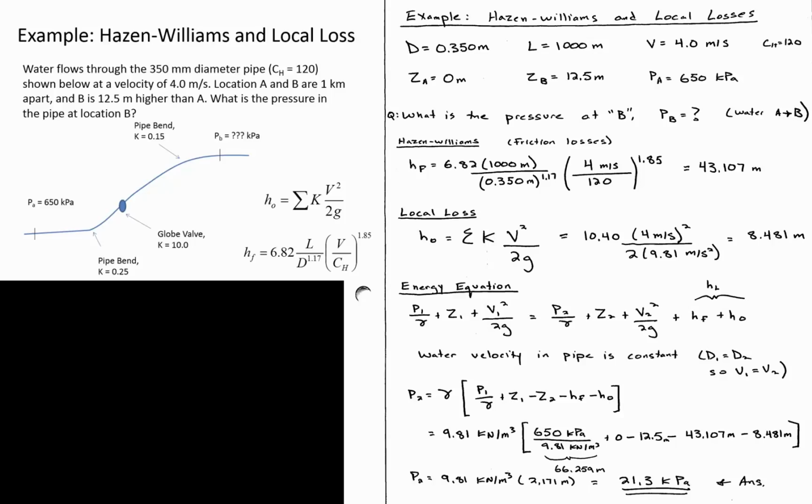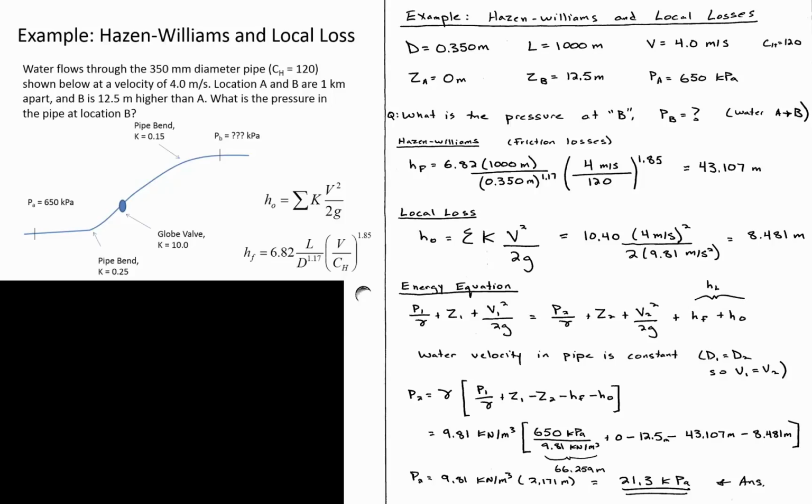So the pressure is gradually decreasing the whole time the water is flowing through that pipe. It's decreasing because of pipe friction, because of these local losses, and then also because of the elevation change. There's the hydrostatic effect that the energy equation automatically takes into account.